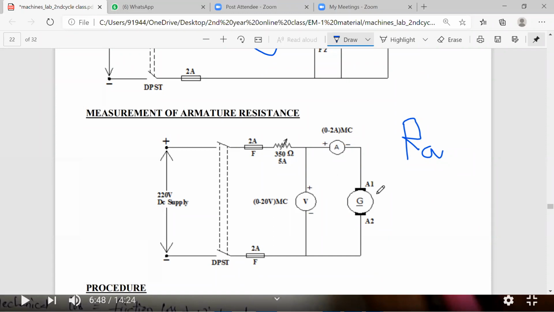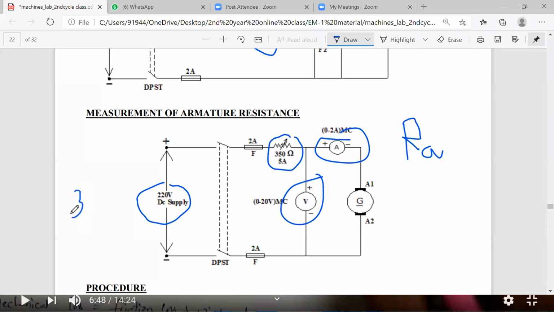For conducting this test, we need 1 ammeter and 1 voltmeter. So a DC rated voltage is applied to the armature. This rheostat limits the current passing through the armature, so a rheostat is placed here. If this rheostat is not available, a smaller voltage is applied, not 220 volts, a small voltage, that is 30 volts, is applied to measure the armature resistance.